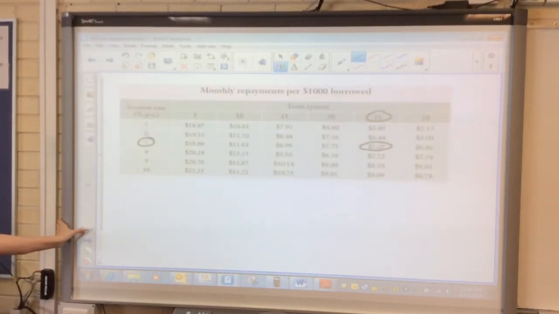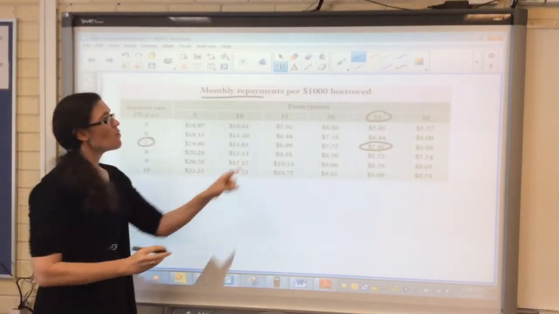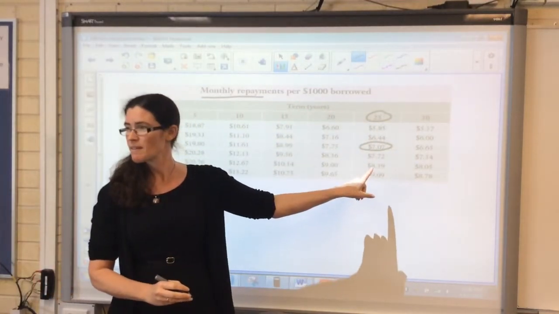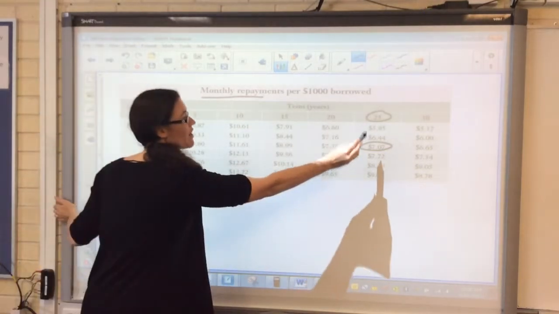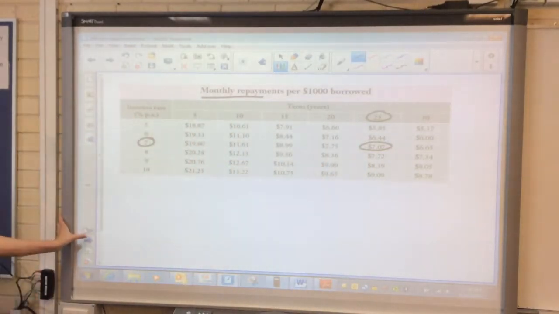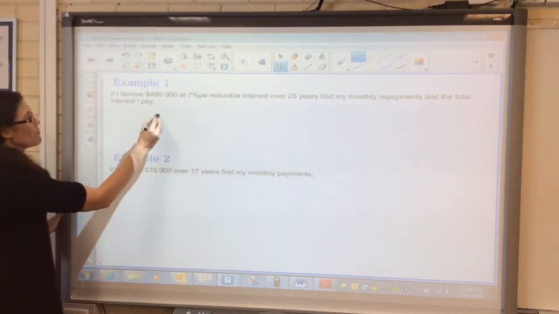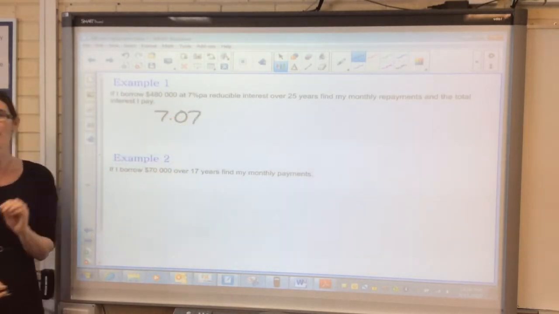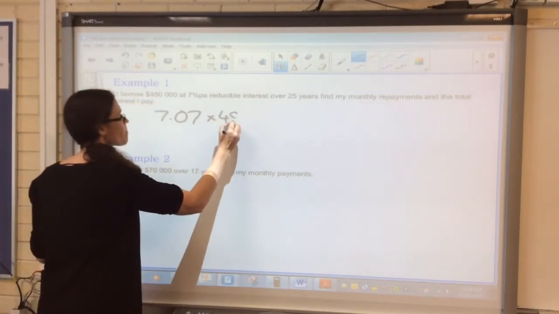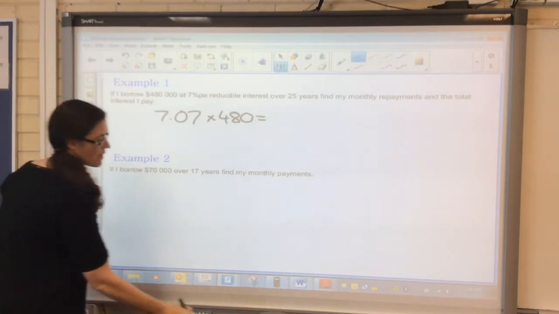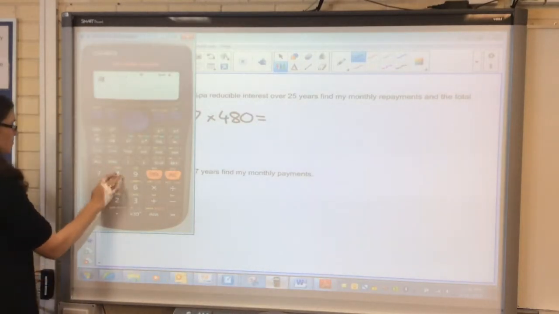The table says term in years, so why is it month? Okay, it's monthly repayments when I'm paying it off over 25 years. So the top classification is in years, but not the actual data. Okay, so you've got to be really careful that you get it using the right information. So it's 7%, 25 years, but this is my monthly repayment. My monthly repayment would be $7.07 if I borrowed $1,000. But I borrowed $480,000. That will give me the repayment that I have to make every month.